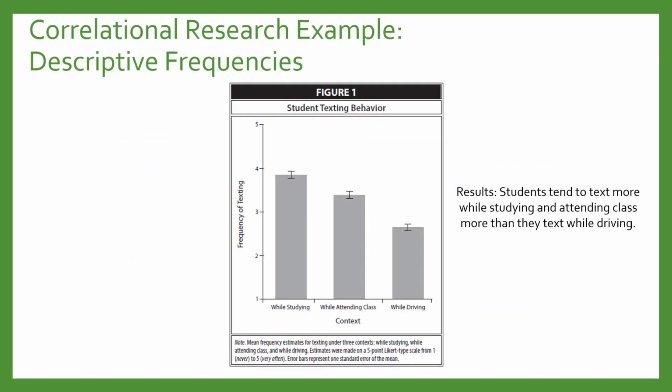So if the researchers hadn't looked at intrusive thoughts about texting, and they literally just looked at how often people are texting in different contexts, this would have been descriptive research. So here you can see our descriptive frequencies, right? You can see that on average, people sent about 4 texts while studying, about 3.5 texts while attending class, and about 2.5 texts while driving. So you can see that results suggest that students tend to text more while studying and attending class than they do while they are driving. And again, this would be a descriptive study if we only looked at that one variable, the context of texting behavior.